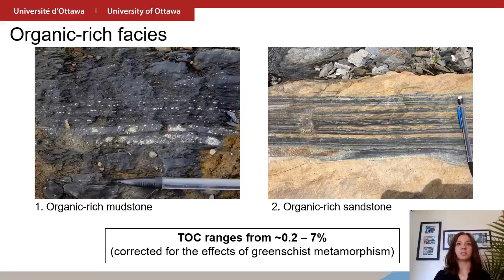TOC in these facies ranges from approximately 0.1 to 7%. This is after they've been adjusted for the effects of low-grade greenschist metamorphism, which is estimated to have resulted in the loss of 50 to 80% of the original organic carbon content.